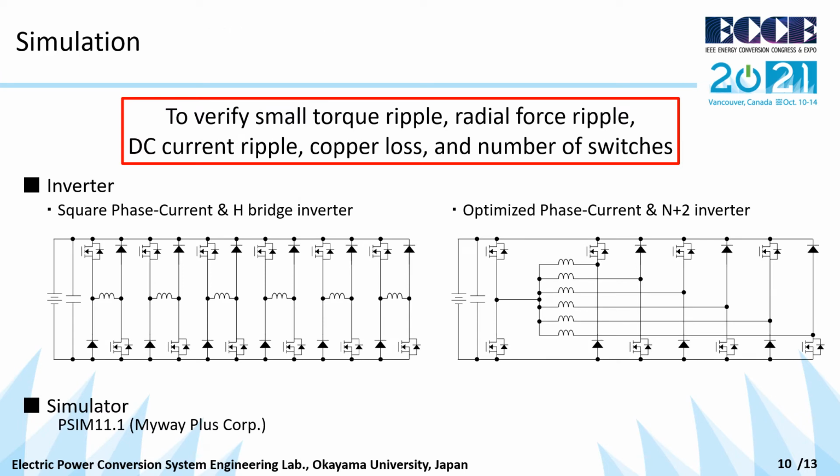From this slide, I present the simulation. The purpose of the simulation is to verify small torque ripple, radial force ripple, DC current ripple, copper loss, and number of switches. For this simulation, two types of inverters are used. One is the H-bridge inverter with square phase current waveform. The other is the N+2 inverter with the optimized phase current waveform.